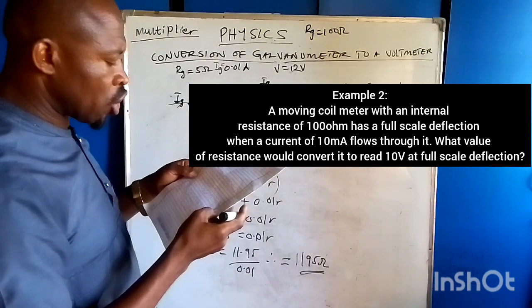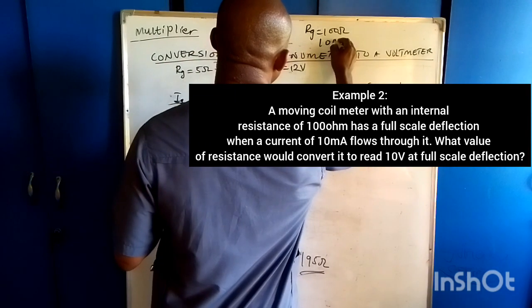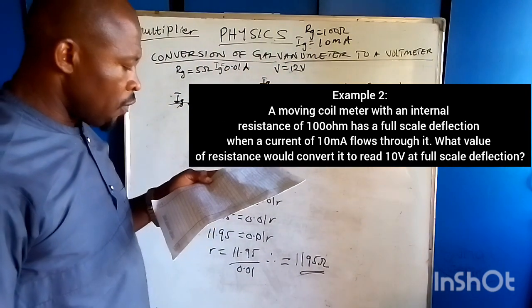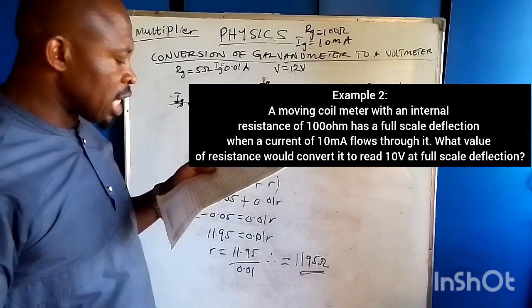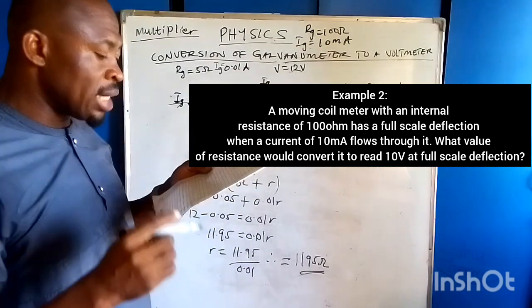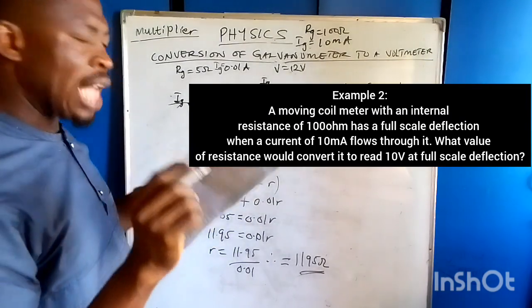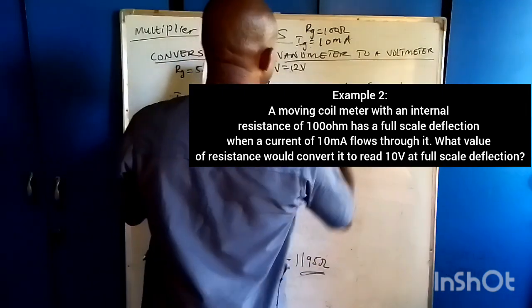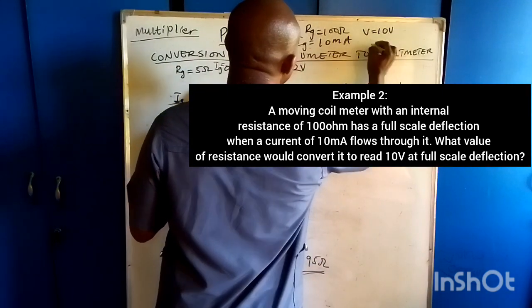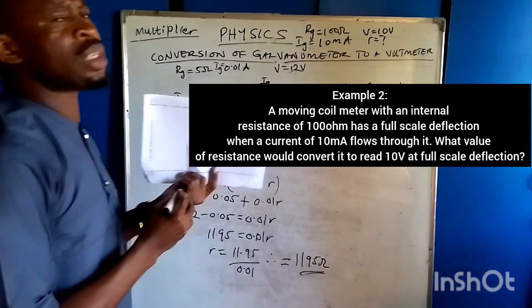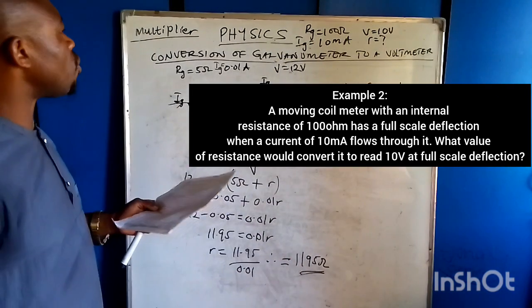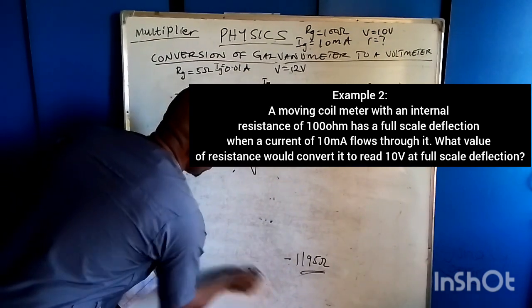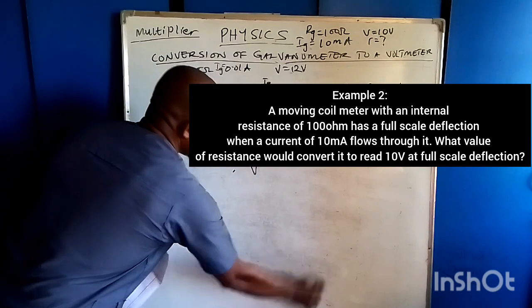It has a full scale deflection when a current of 10 milliampere, which is Ig, flows through it. What value of resistance would convert it to reach 10 volts at full scale deflection? At least V is 10 volts. Now they want us to get R. It's still the same thing with what we have just solved, so we'll still look at this.